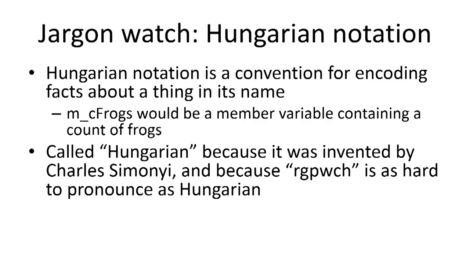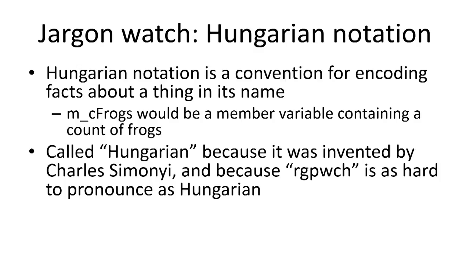The reason it's called Hungarian notation is first because it was invented by Charles Simonyi, who's a famous programmer. He worked for Microsoft for a long time. He has his own company now called Intentional Programming, which does really interesting programming language research. And also because in Hungarian you end up with these things that you have to decode that are like rgpwch, and people looked at that and said, well, that looks like it was written by somebody who speaks Hungarian.